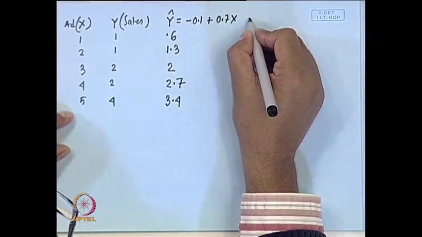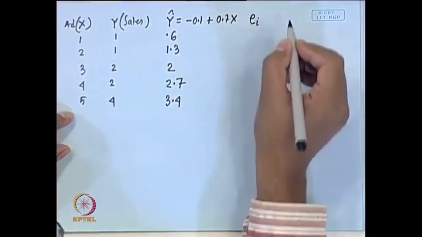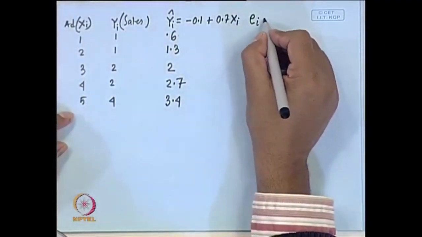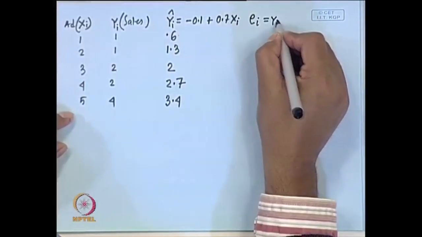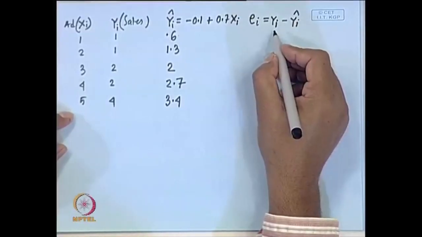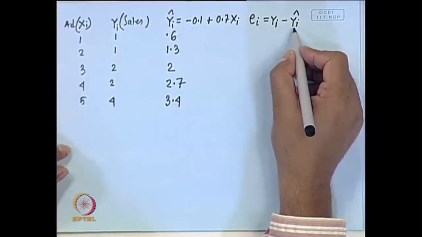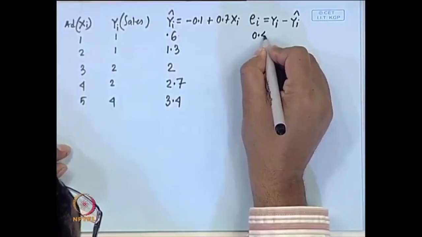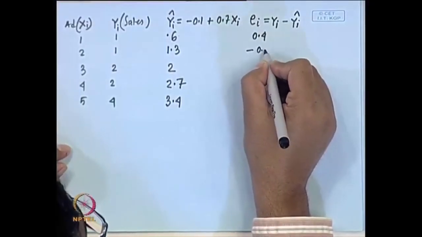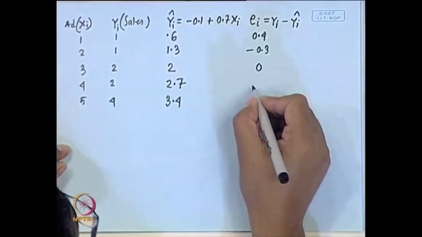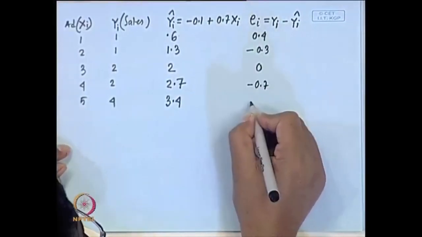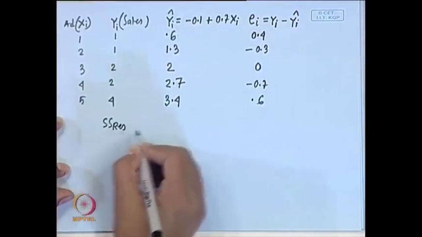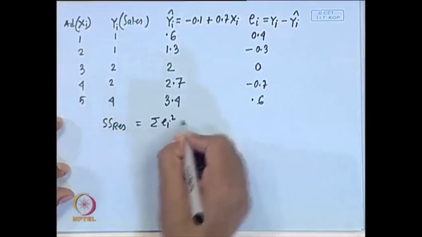Now, let me compute the residuals e i. So, e i equal to y i minus y i hat, that is the observed response minus the predicted response. So, the values are 0.4, minus 0.3, 0, minus 0.7, 0.6. So, from here we can compute SS residual, which is equal to summation e i square.